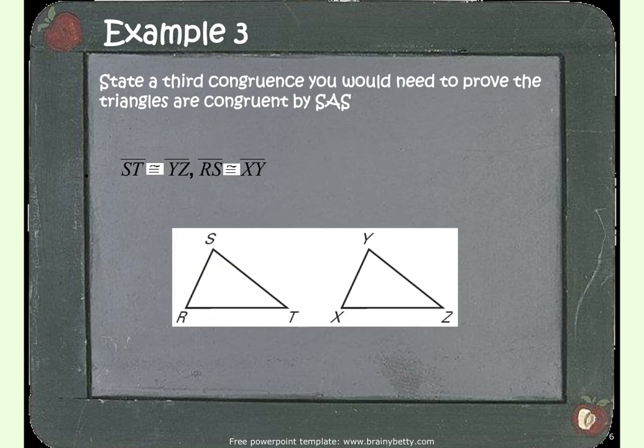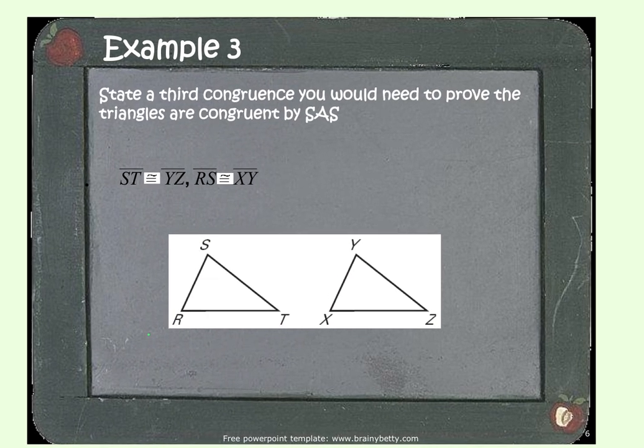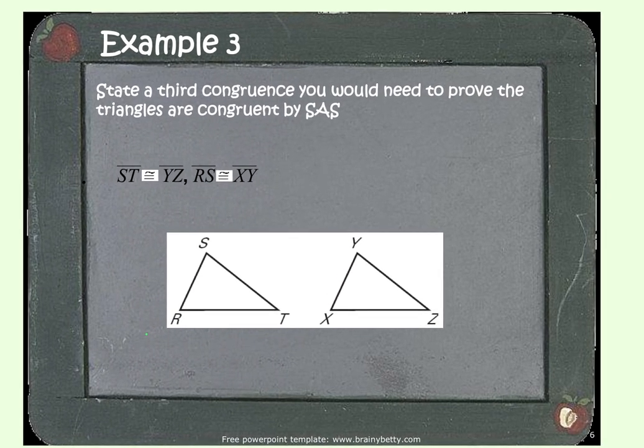Okay, example 3 says state a third congruence you would need to prove the triangles are congruent by side angle side. So far it's giving you ST is congruent to YZ and RS is congruent to XY. That's 2 pairs of sides. I need the angle, and I need it to be the included angle, which is where these meet. So I need angle S to be congruent to angle Y.